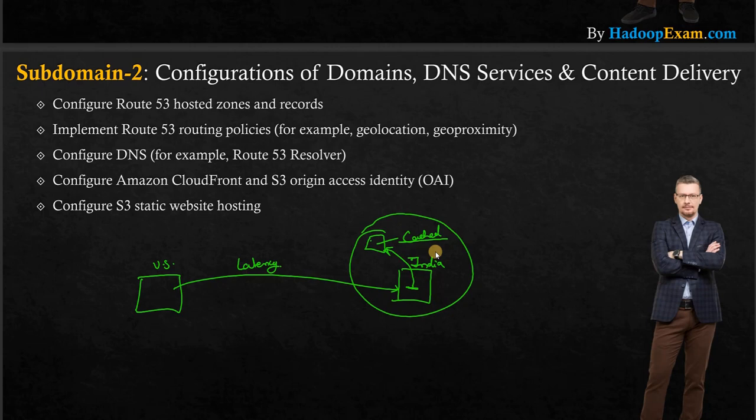Now, how do you configure your own domain name? It is Route 53, if you have something like hadoopexam.com. Routing policies, correct, based on your geolocation or geographic, geoproximity, latency; there are various policies which you need to use, and based on that you need to be able to configure Route 53. Configure DNS, like Route 53 Resolver. Configure Amazon CloudFront, S3 Origin Access Identity. Then how do you host your S3 static website using an S3 bucket.